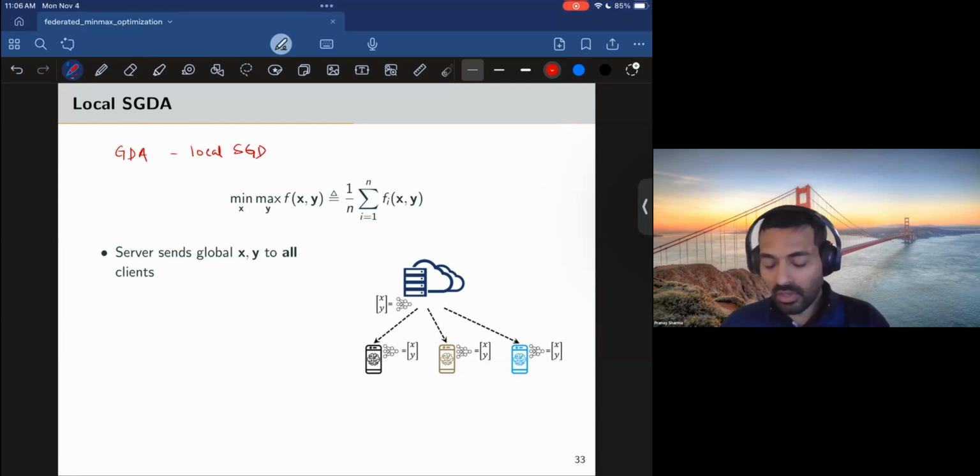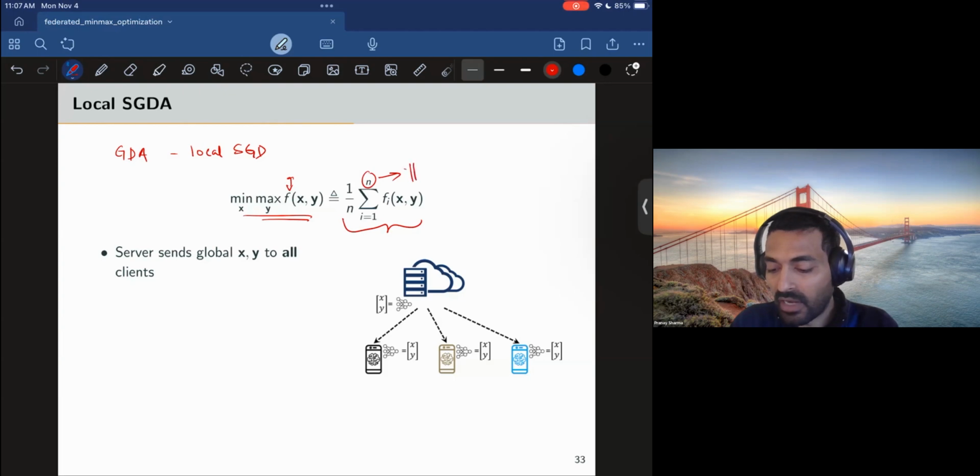So just to recall, we are solving a min-max problem. Our function f is a function of x and y. We want to minimize it with respect to x, maximize it with respect to y. But now this function f is actually an average of n local functions, right? Here n is the number of clients and fi is the local loss of the ith client. Right. So let's see how the algorithm proceeds.